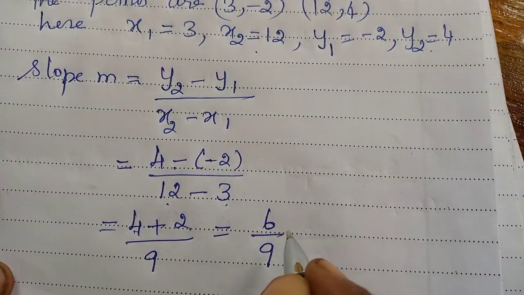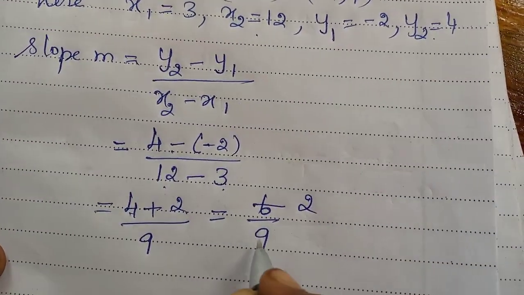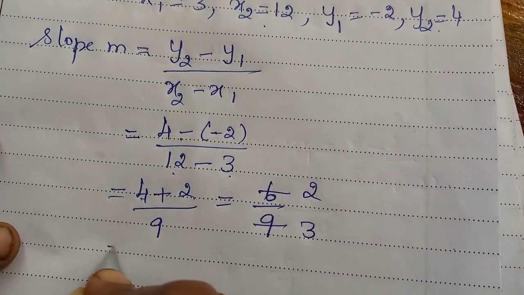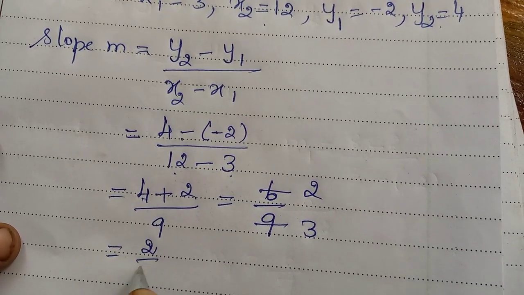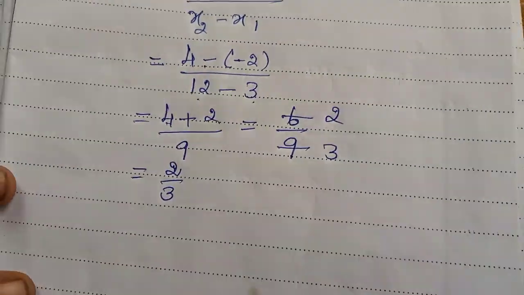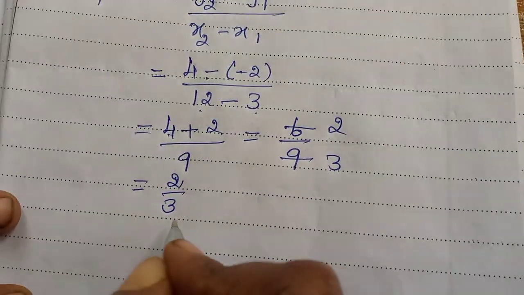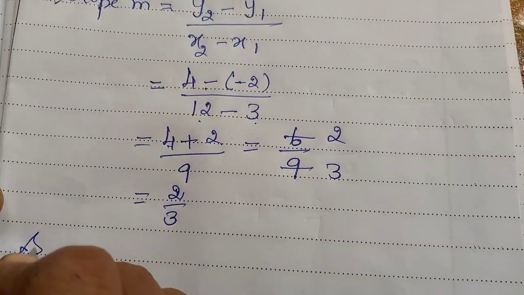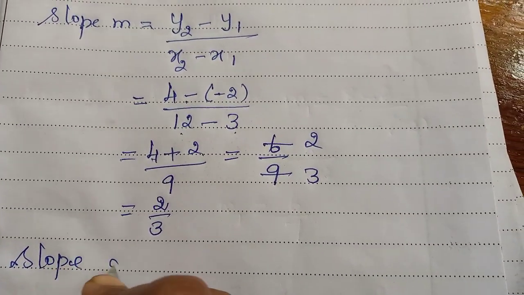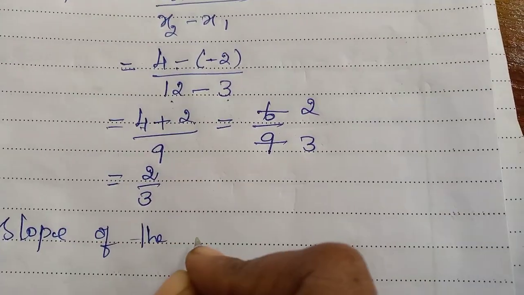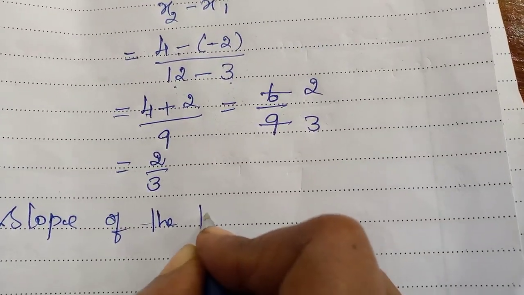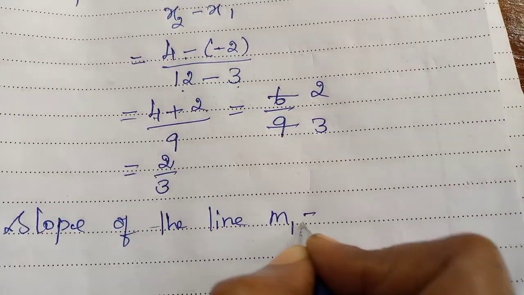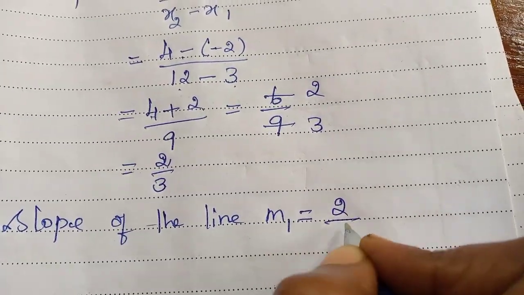Shall we divide using the 3 table? 2 3s are 6, 3 3s are 9, which is equal to 2 by 3. Let us take the slope of the line P, m1, equal to 2 by 3.